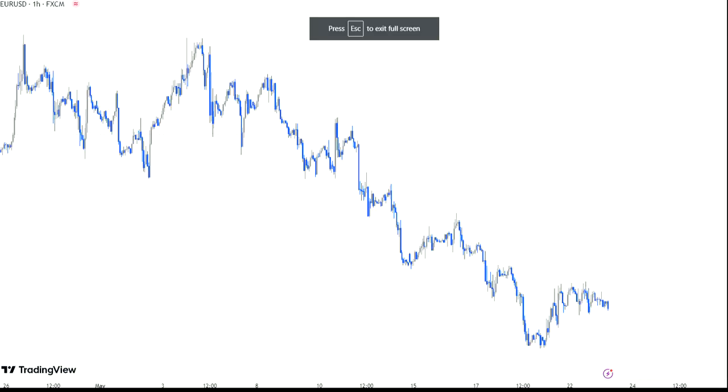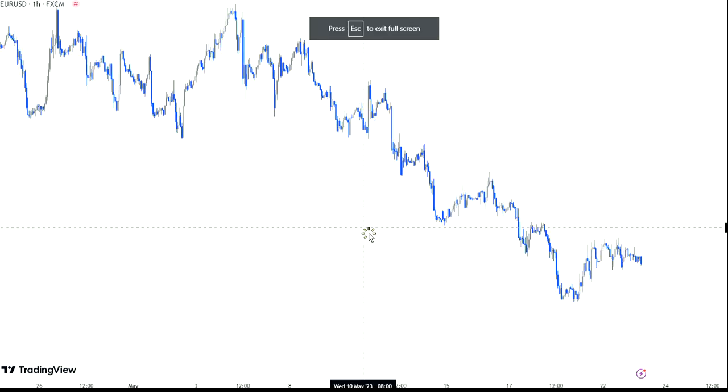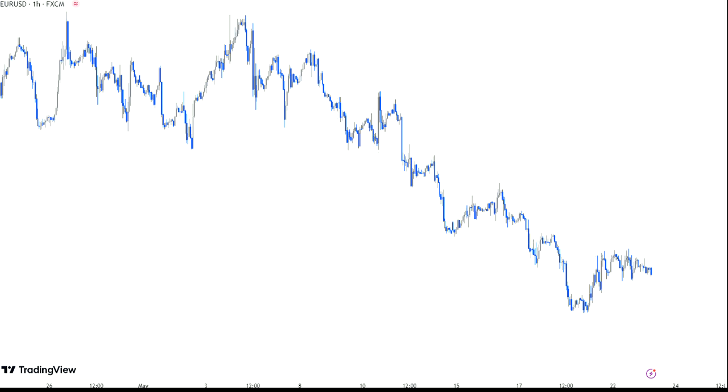As we see here, we were having this inside. This was an impulse, then correction, impulse, correction, then impulse. This is correction, then impulse, correction, then impulse, correction, then impulse, then correction right here.